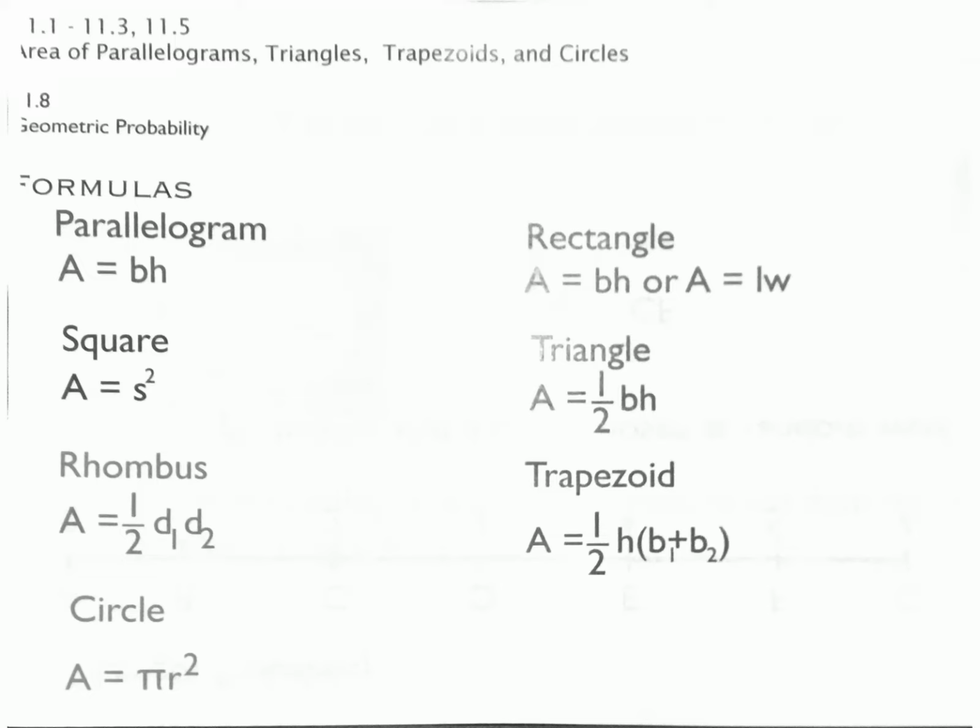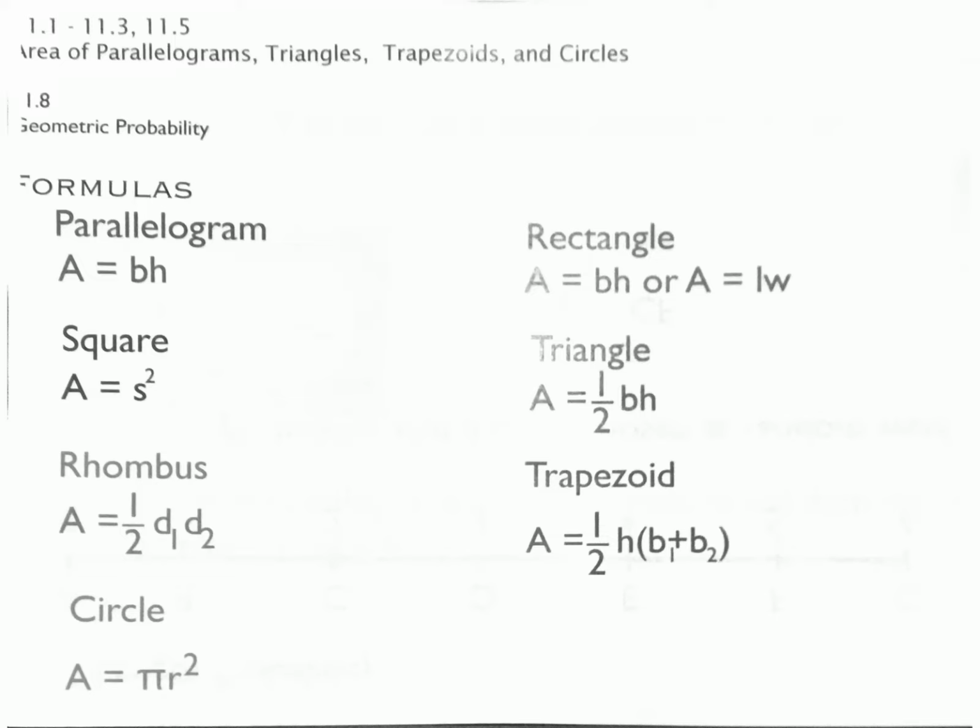So parallelograms, you do base times height. Square, you can also do base times height, or you can do side squared. Same thing with a rectangle, you can do base times height. For a triangle, it's 1/2 base times height. For a rhombus, it's 1/2 d1 times d2, so you're multiplying the diagonals together and then taking half of that. For a trapezoid, it's 1/2 height times base 1 plus base 2, so you're adding the two parallel sides together, multiplying it by the height and taking half of that.